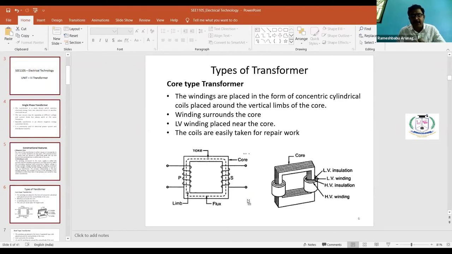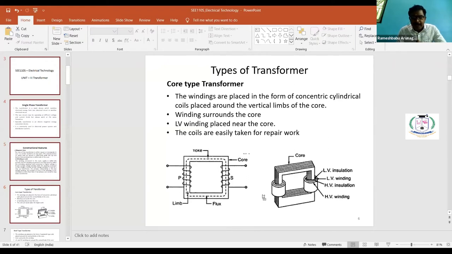In this transformer, cylindrical type or concentric type windings are mounted. Regarding low voltage and high voltage windings, which you have discussed already, the low voltage winding is placed near the core. Near the core we wind the low voltage winding, then we have insulation between the low voltage and high voltage windings, then the high voltage winding is wound. This is the way the coils are wound.